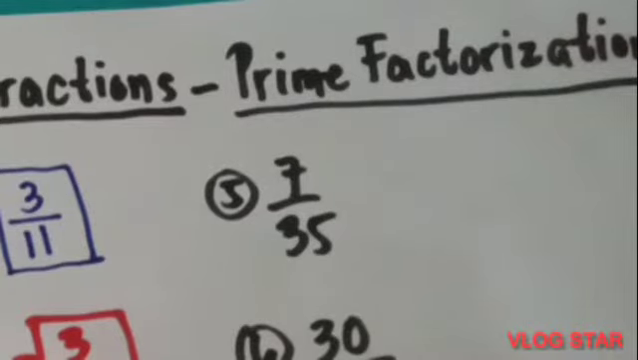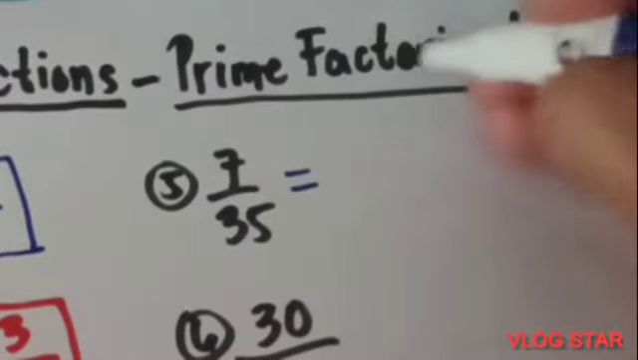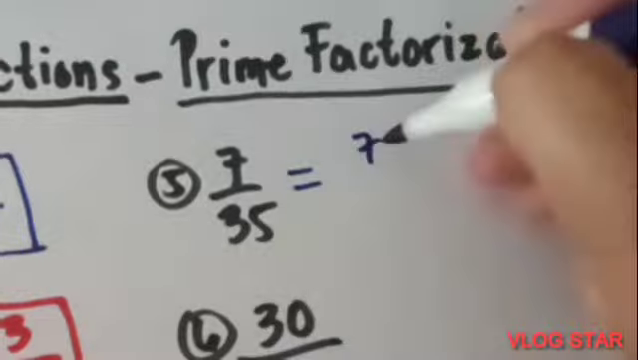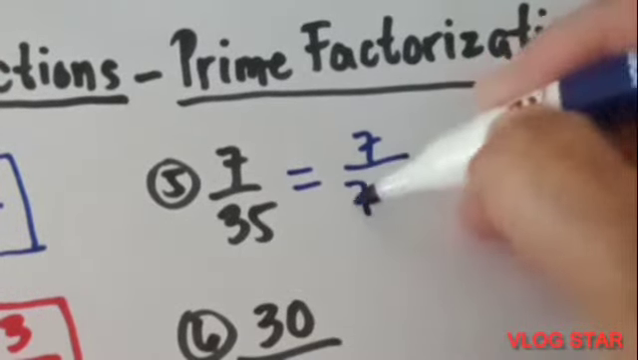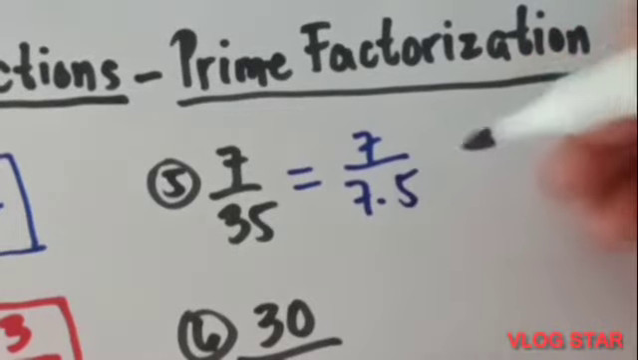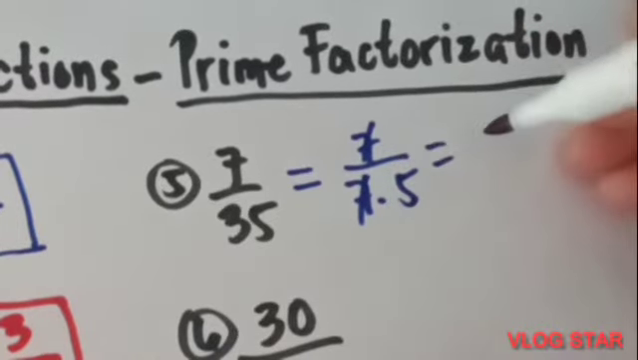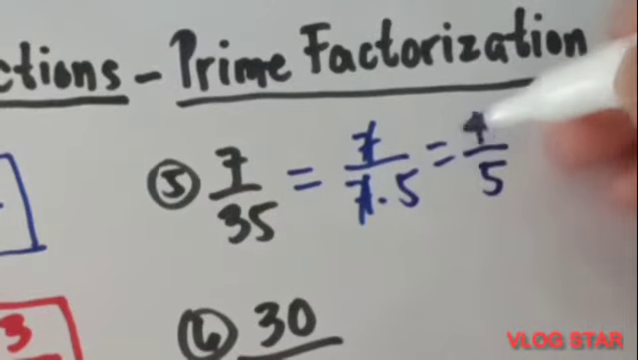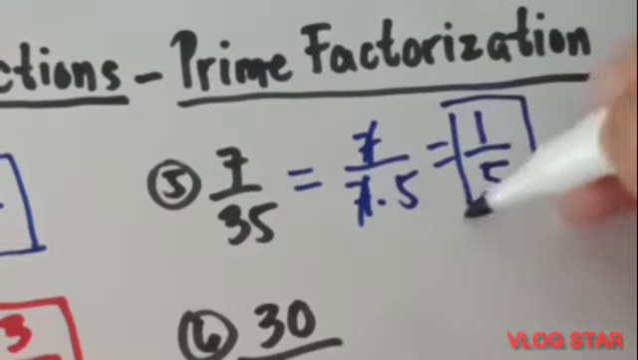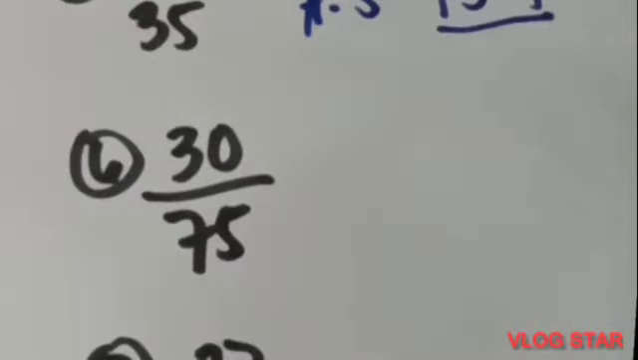So, let us take example number 5. So, yung number 5 is 7/35. Yung 7, ang pinaka-factor lang niya is 7 lang. Yung 35 is 7 and 5. So, cancel natin ang 7 and 7. So, ang matitira is 1/5. So, ang tamang sagot ay 1/5.